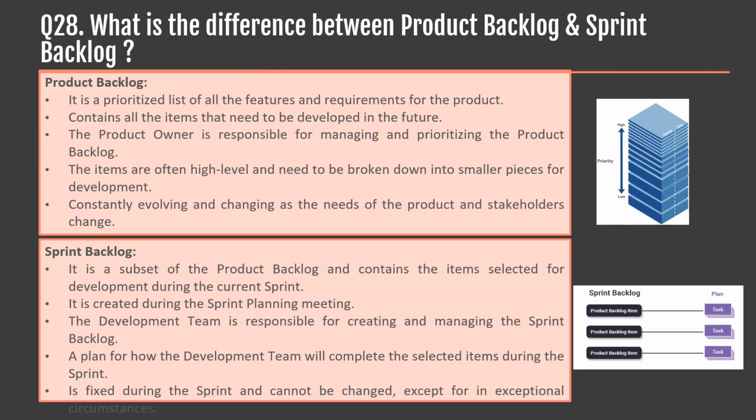Question number 28. What is the difference between Product Backlog and Sprint Backlog? Product Backlog is a prioritized list of all the features and requirements for the product, whereas Sprint Backlog is a subset of the Product Backlog and contains the items selected for development during the current sprint.